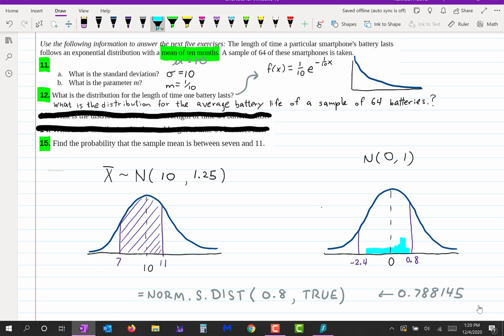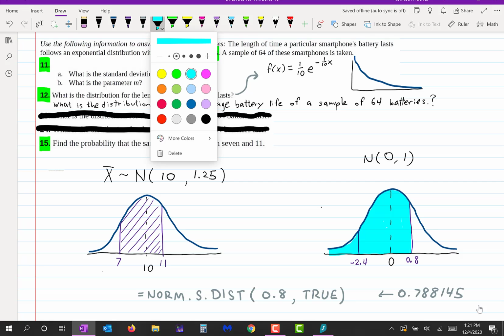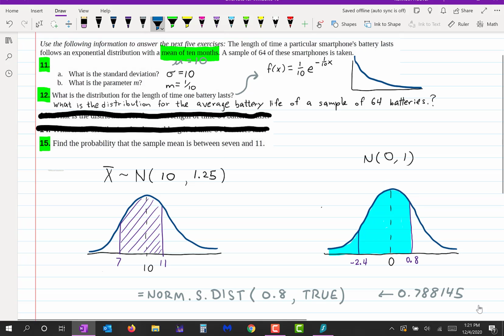Darn it, sorry. You're gonna have to wait a second while I redraw that again. Okay, there we go. So, all that bright blue area there that I just shaded, that's 0.788145. Is that the area I'm looking for? Not exactly, is it? I need to now take away this area here, the dark blue area.